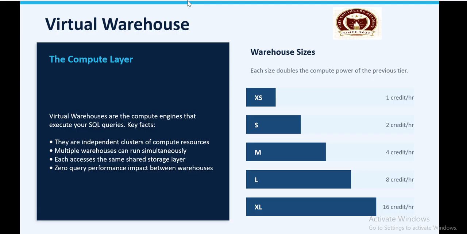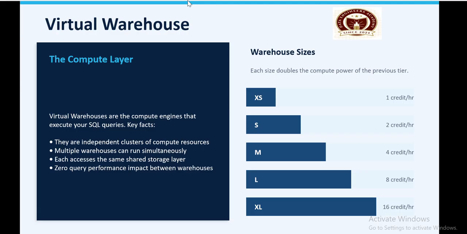And each accesses the same shared storage layer. All warehouses read and write from one central storage, so there is no duplicate data. And zero query performance impact between warehouses means queries in one warehouse do not slow others.